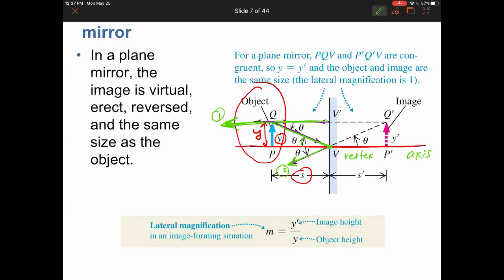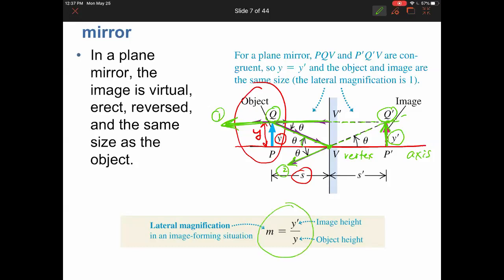They are not going to converge in front of the mirror, so you have to trace them back. If I take Q to be the tip of the arrow of the object, then Q prime is the tip of the image. To generate the image, I draw an arrow like this until it reaches Q prime. The size of the image I can represent with Y prime. Now, to compare the size of the image and object, we calculate the lateral magnification, which is just the ratio of Y prime over Y.